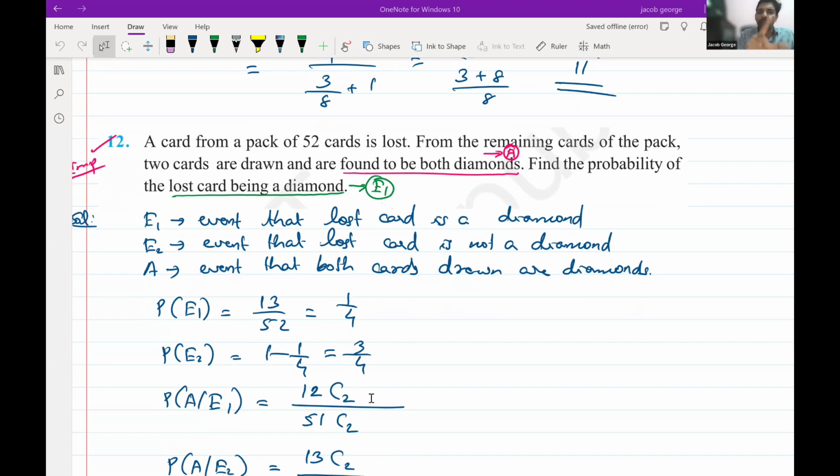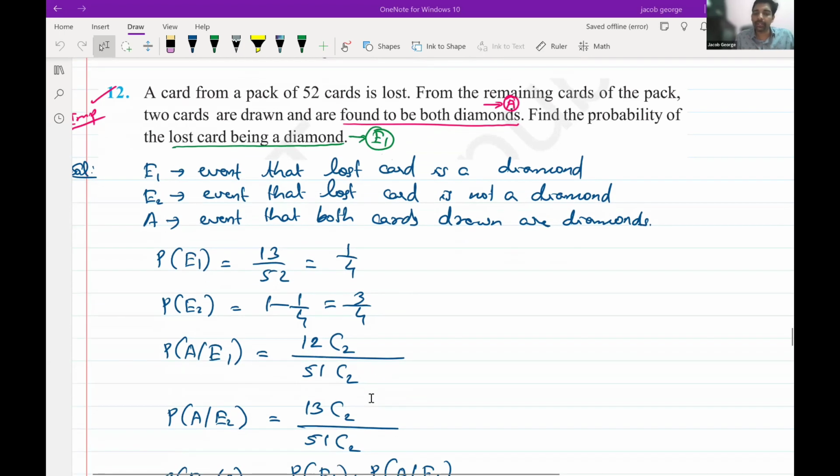In other questions, only 1 item was taken at a time. When 2 are taken, it is a combination. So it is 12C2, since only 1 card is lost and 51 cards remain. From 51, these 2 are taken, so 51C2. Is it clear, the combination written? 12C2 by 51C2. That is P of A given E1.